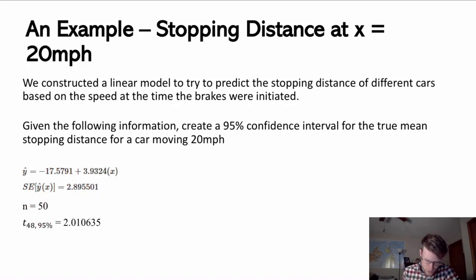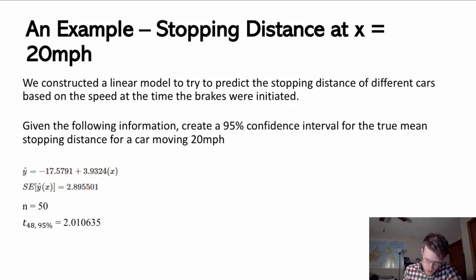We have 50 observations. This is the appropriate t-value for degrees of freedom 48 and 95% confidence. And again, I keep doing 95% confidence, but we could do any confidence level we want. 95 is obviously a very typical one, but we could certainly adjust that t-value if we wanted, say, 99% confidence as well.